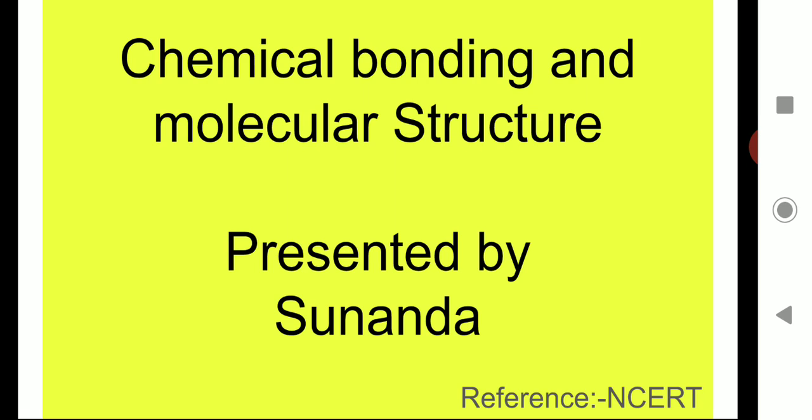In the last lecture, we talked up to the Lewis dot structure.